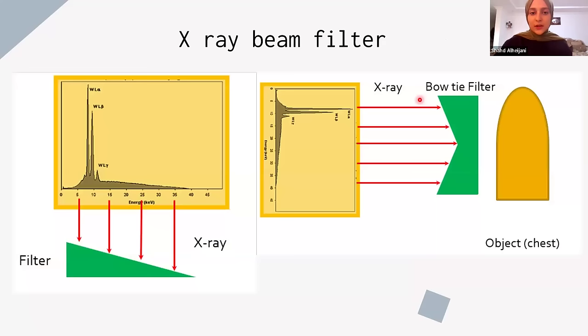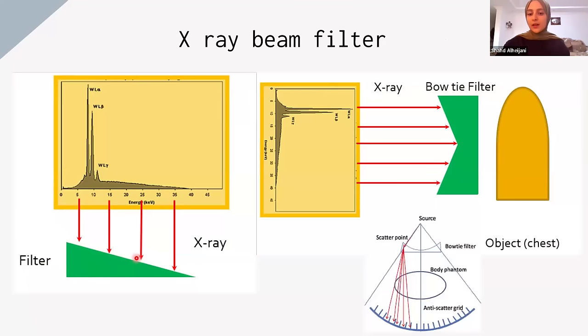Now, here we have the X-ray beam filter. Now, this is another way of also reducing the scatter and only producing a characteristic, photoelectric effect. So we said we can shape the X-ray, or we can use a filter. Now, the filter will also, again, shape the X-ray in a way that we will reduce the scatter. For example, here we have the bow tie filter used for chest X-ray. You have different shapes of filters for the X-rays.